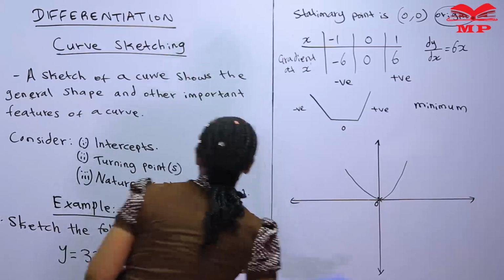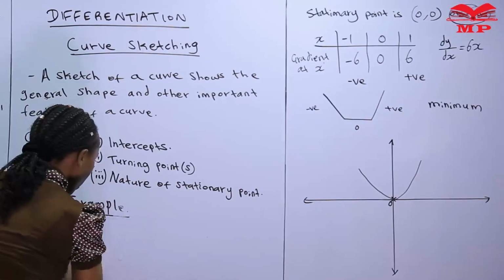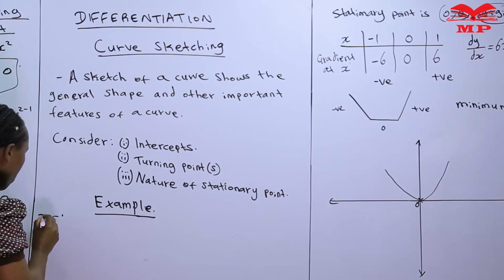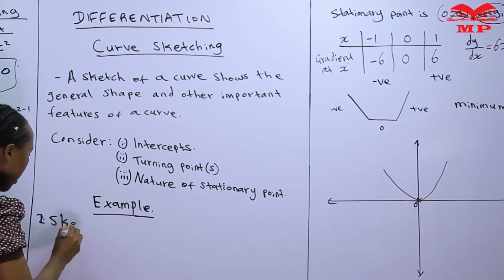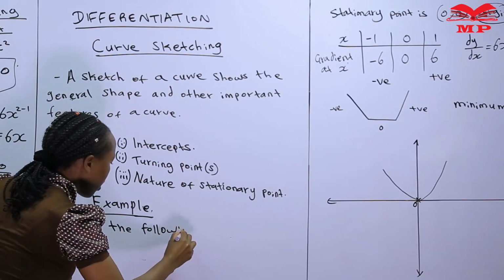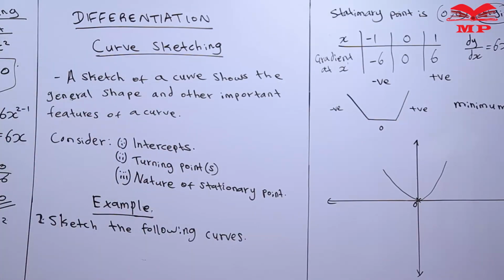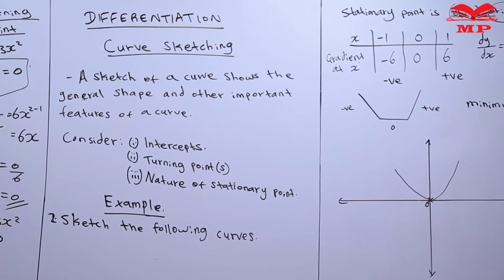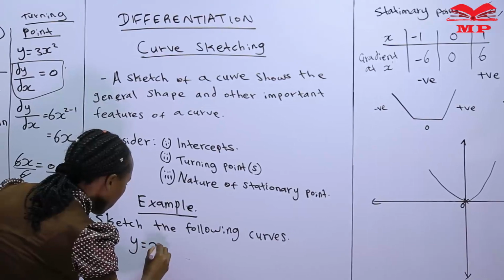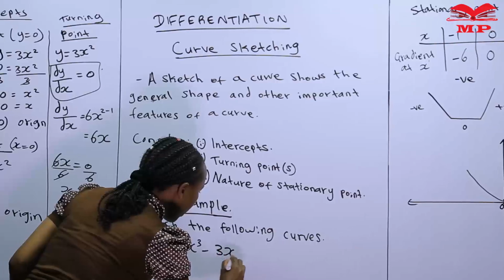Then we can do another example, example 2. Again, we are sketching. Sketch the following curve. I want us to sketch one more. The equation is y is equal to x cubed minus 3x squared.